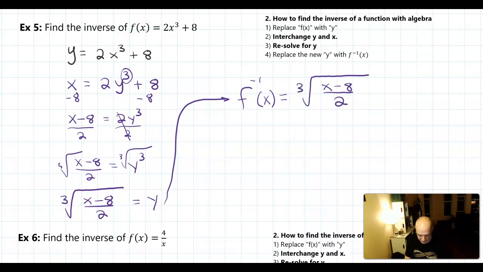I will leave it as an exercise to you, the viewer, to compute f inverse of f of x and see if we've done this correctly, or f of f inverse of x. But if we have done this correctly, both of these should give you x as the result. They should undo the actions of each other.